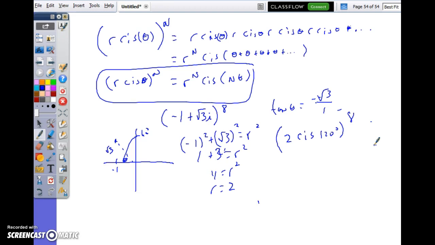But now, here's the payoff. Dan Wog says I get to do what? What do I get to do, Bernard? You have to put it like that. So it's 2 to the 8th, cis, 120 times 8. 2 times 2 is 4, times 2 is 8, times 2 is 16, times 2 is 32, times 2 is 64, times 2 is 128, times 2 is 256. Yes.